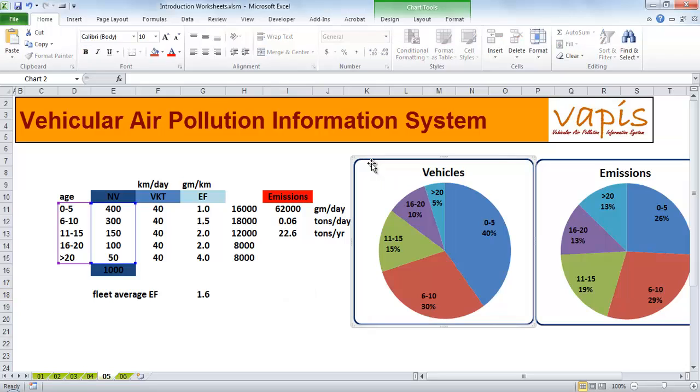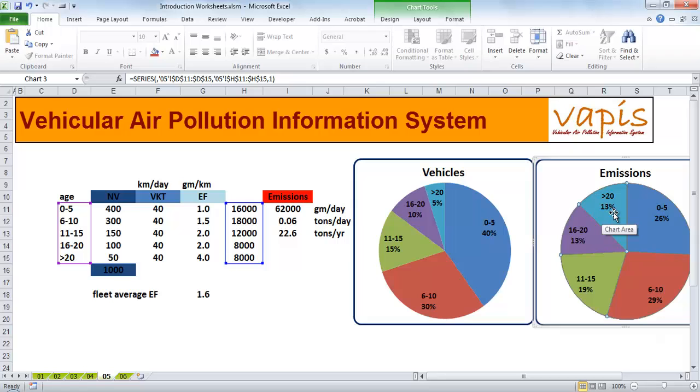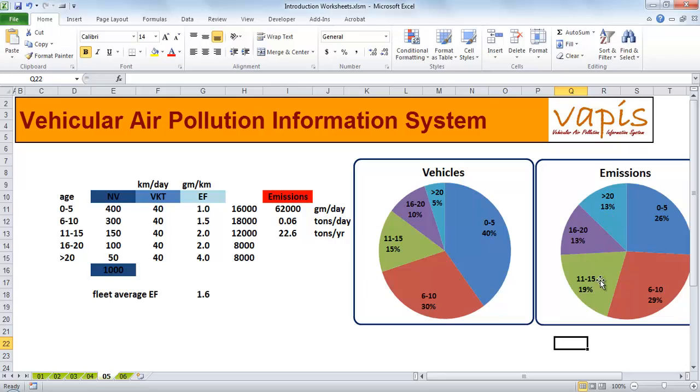So here what we're seeing is that there's a total number of vehicles. You have 5% of the vehicles which are more than 20 years old, but they are emitting 13% of the emissions. If we look at all the vehicles more than 15 years old, so here we have 15 plus 10, 25 plus 5, 30%. So 30% of the vehicles are emitting 45% of the emissions. Okay. So here you can start looking at how much of the emissions are coming from the new vehicles, how much from the old vehicles, what are the fractions, what are the sources.